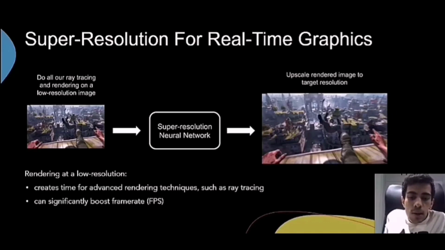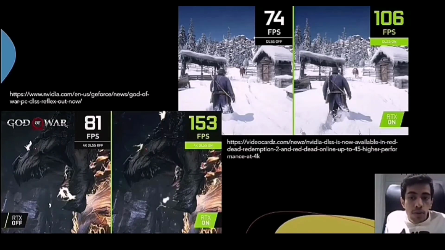And because rendering at a lower resolution is so much faster, it helps us achieve two things. So it firstly creates more time for us to do advanced rendering techniques, such as ray tracing, in real time. And secondly, we get a significant boost to frame rate.